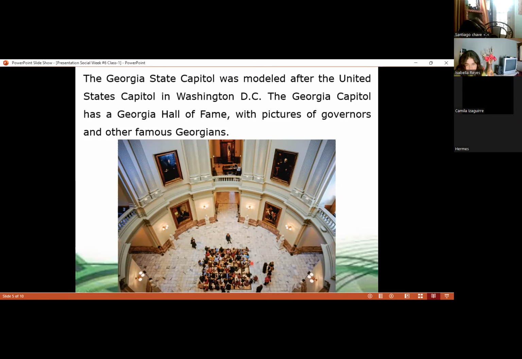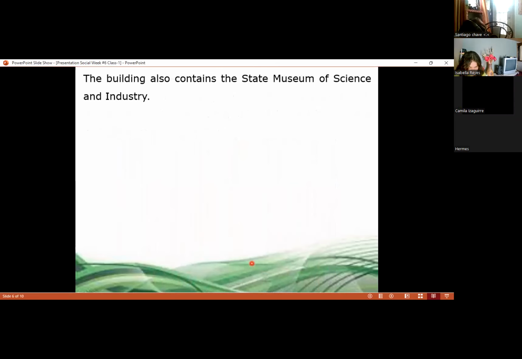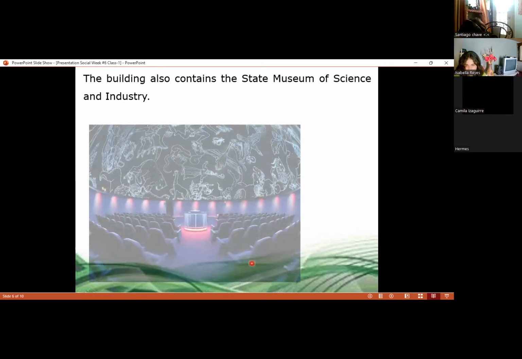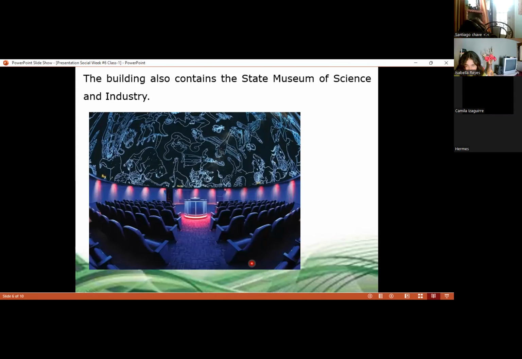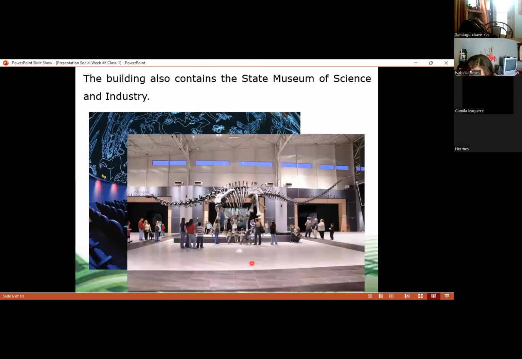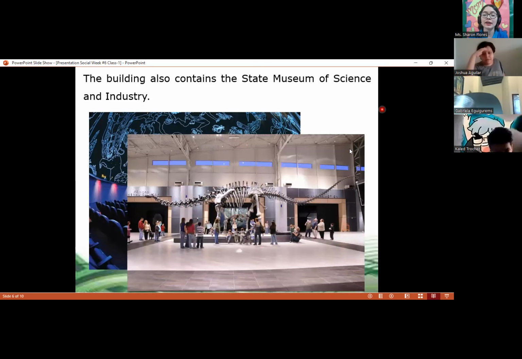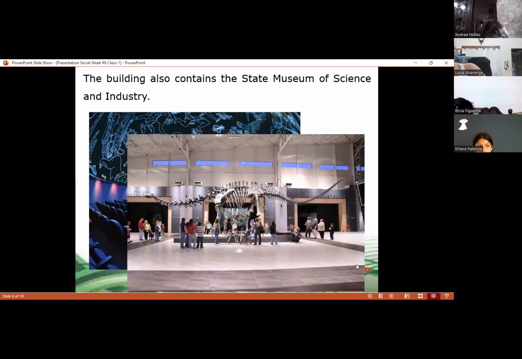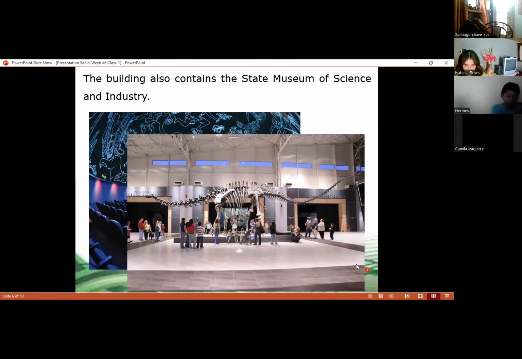Let's see, we have the next information. Yes, so here we have more information that says the building also contains the State Museum of Science and Industry. Look here, this is the Museum of Science and Industry. People can go, take pictures, see some information. Since it's a museum, there might be a tour guide giving information to the visitors, relevant facts or historical facts.